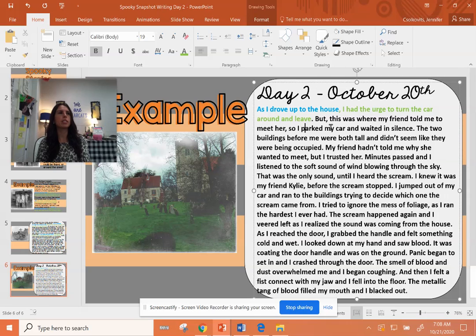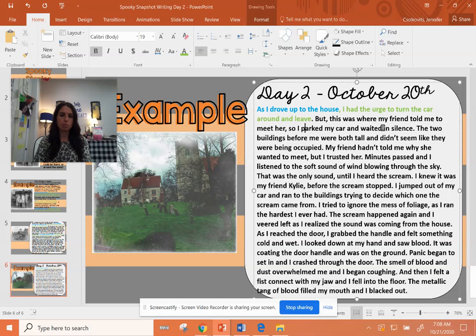I'm looking for things in here, like we talked about in class. Are you providing sensory details? How many are you giving? Are you really trying to make sure I can see this picture in your snapshot? "But this was where my friend told me to meet her. So I parked my car and waited in silence."